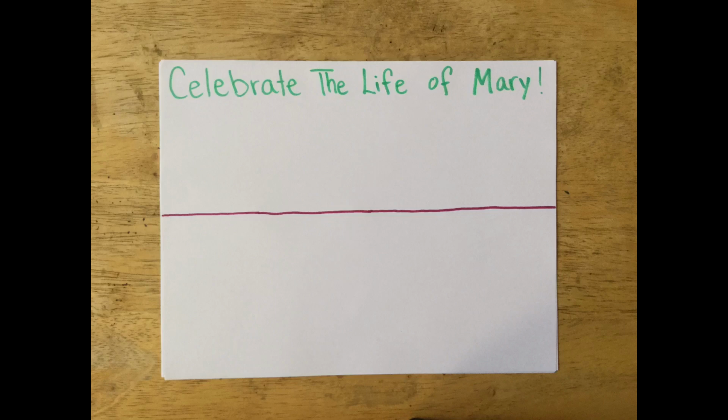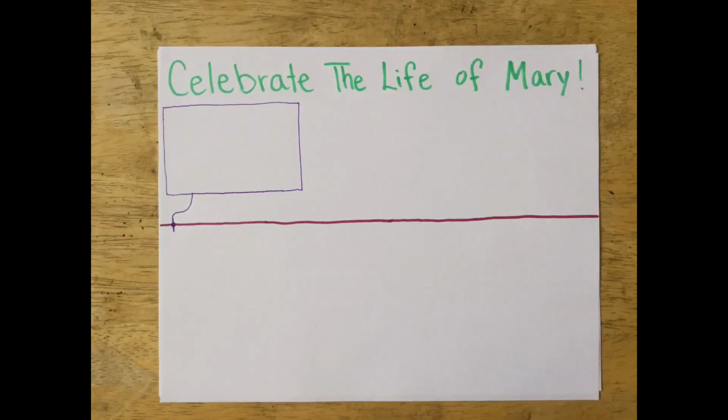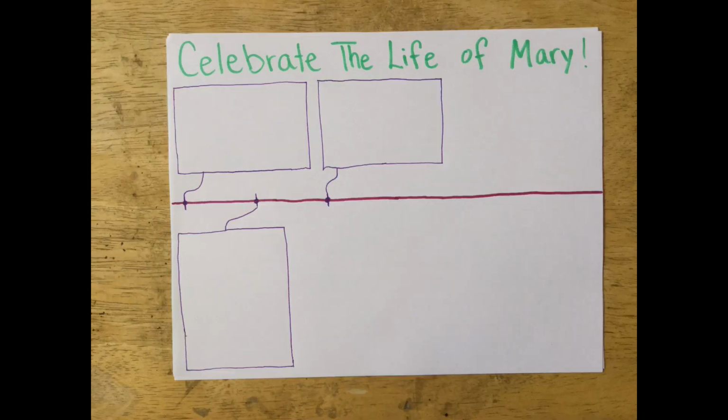Next, at the far left-hand side of your page, you are going to draw a line and then connect it to a box up top. I'm using boxes because it's easier to contain my information. But you can use circles or stars or whatever kind of shape you would like to put in your information, just as long as it's neat.